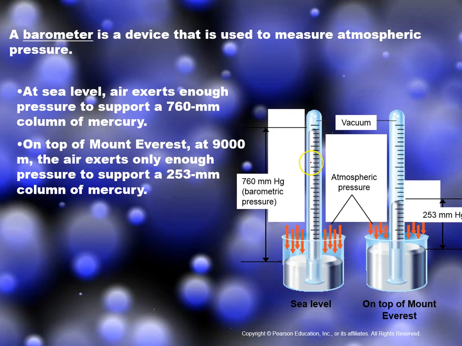So at sea level, air exerts enough pressure to support a 760 millimeter column of mercury. You would actually measure 760 millimeters at sea level. But if you're at the top of Mount Everest, at 9,000 meters high, the air exerts only enough pressure to support 253 millimeters. And why is that? Well, the air becomes less dense, you have less pressure exerted, and so at higher elevations, you're going to have less pressure.